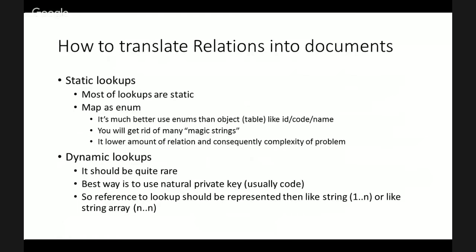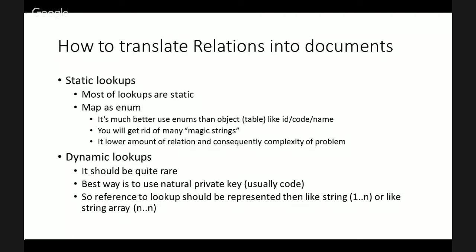But yeah, it's possible to do statistics in Mongo, for example. I toyed with it, but it's not really optimal. So you just go for some kind of combination? Yeah, that's my point. Okay, how to translate relations into documents?